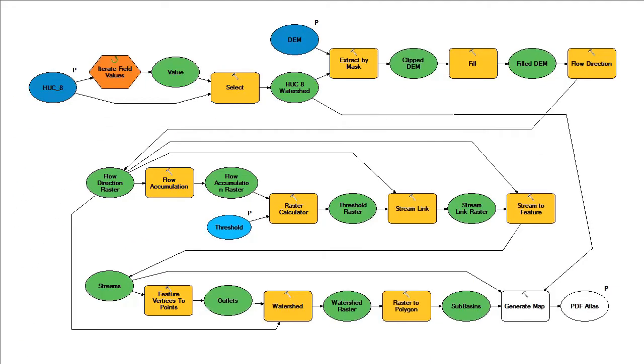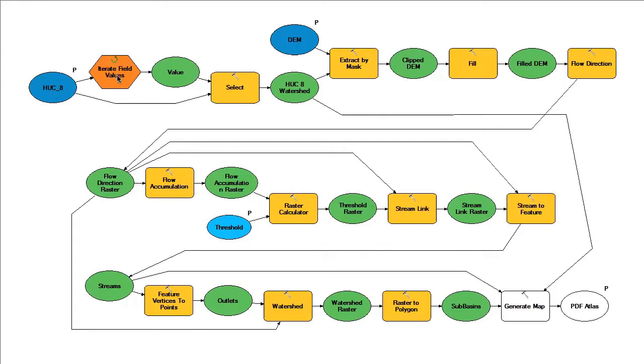We're going to start by going over the organization of our code and mainly the geoprocessing aspect. We designed the geoprocessing using Model Builder in ArcGIS, which takes 4 inputs. The HUC8 is a shapefile of HUC watersheds. We also take a DEM, which is the elevation model of the area of interest. The threshold is the number of cells that we use to determine the stream network, and then we have the PDF atlas, which is the output file that's generated by the tool.